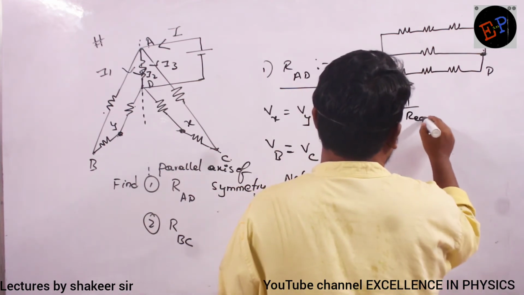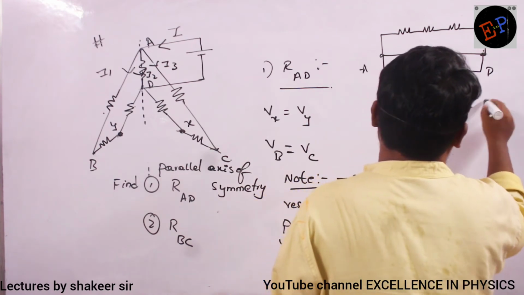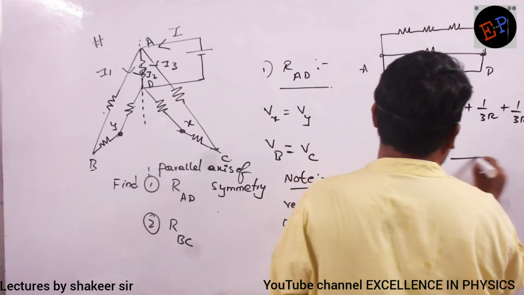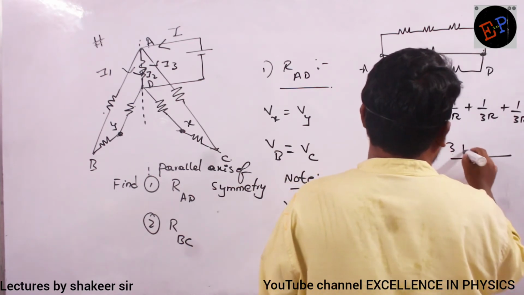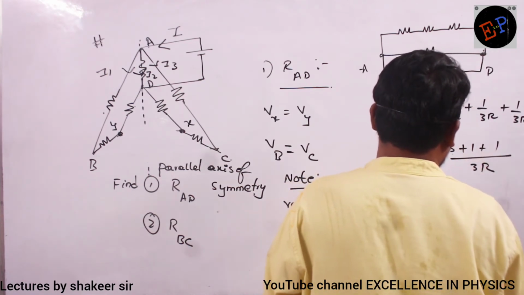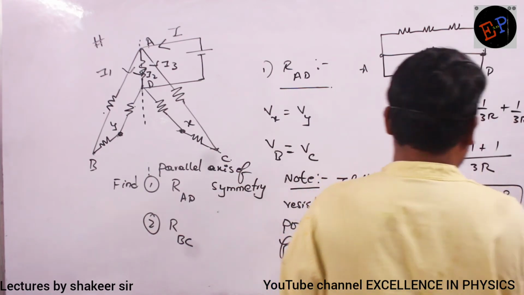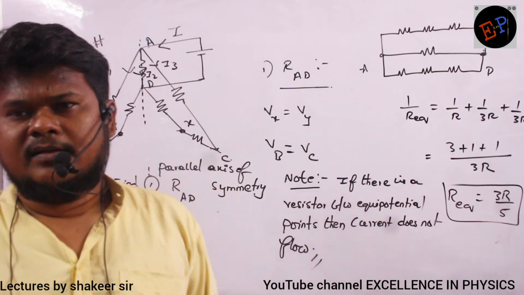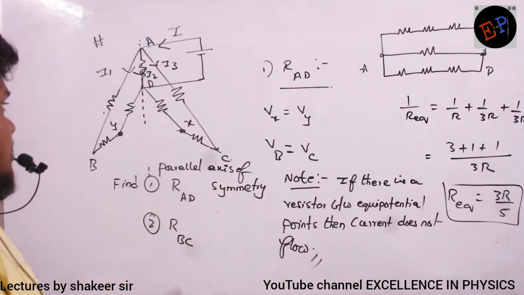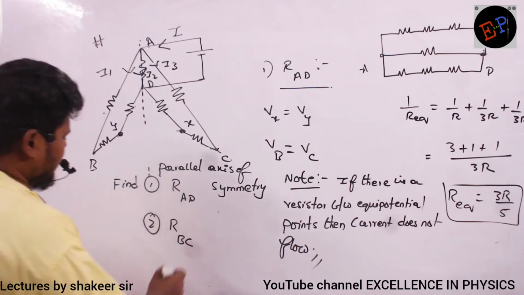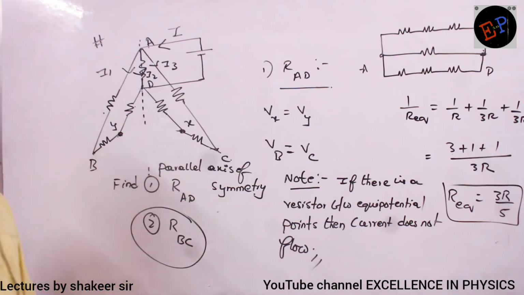So what is the equivalent resistance? It is 1 by R plus 1 by 3R plus 1 by 3R. 3R if I take the LCM, okay? 3 plus 1 plus 1. So equivalent resistance is 3R divided by 5. That is my answer. Understood? That is the equivalent resistance between which points? A and D. Okay. Now we will calculate equivalent resistance between B and C also.